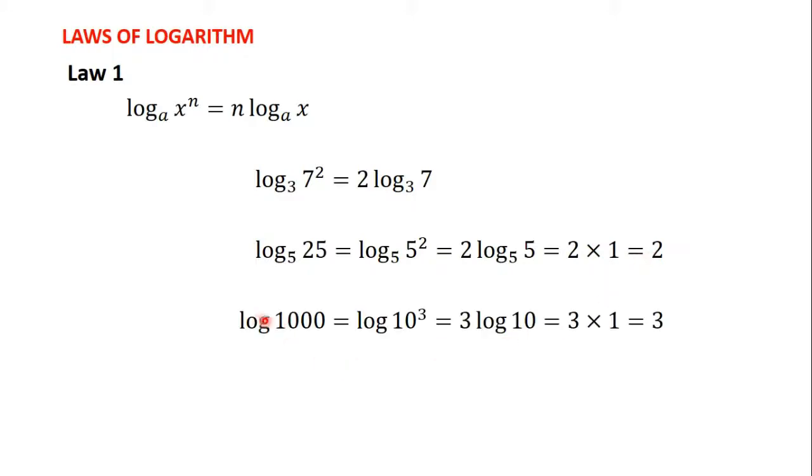If you have log 1000, remember it's the same as log 1000 base 10. We can express 1000 in index form. That will give us 10 exponent 3. So this can be written as 3 log 10, and this is equal to 3 times 1 because log 10 base 10 is 1. So you have 3 times 1, which will give us 3.